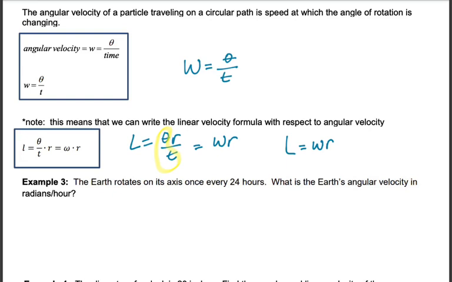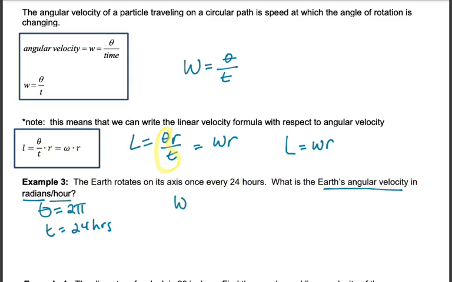All right, so example 3. The Earth rotates on an axis once every 24 hours. So that's 1 full circle, which makes theta equal to 2 pi, because the full circle is 2 pi. And you do that in 24 hours, so my time is 24 hours. What is the Earth's angular velocity in radians per hour? We have our angle in radians and our time in hours, so we don't have to do any conversion of units.